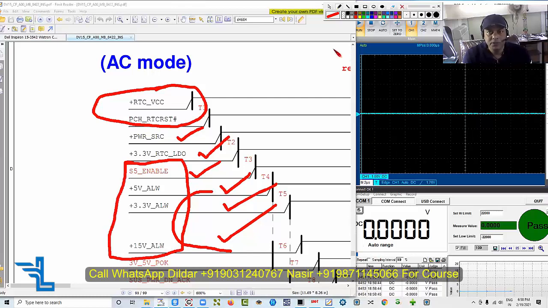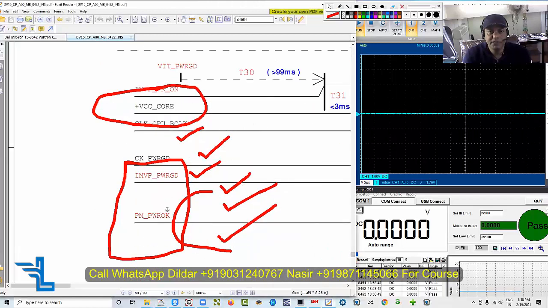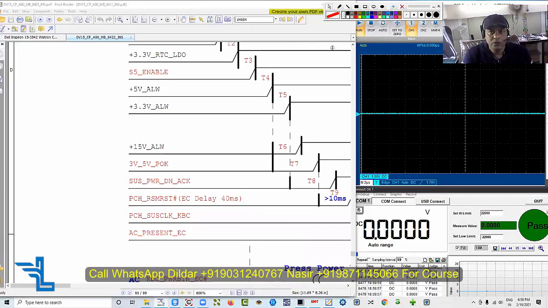Now the situation goes after the 15 volt. After 3, 5 and 15, we need to check this one: 3.3 and 5 volt power. We do have it or not, we haven't checked as of now. We will check this one.